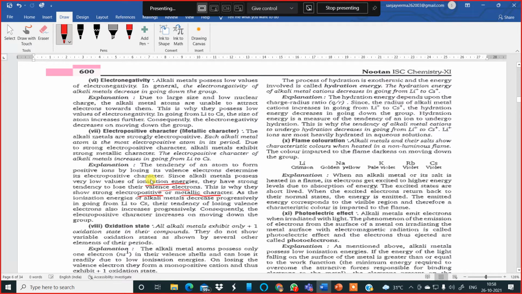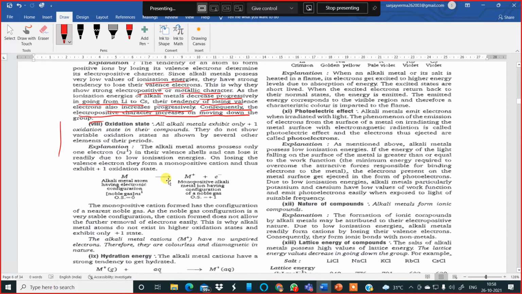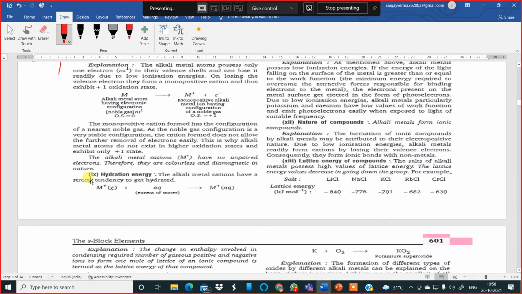As the ionization energies of alkali metals decrease progressively in going from lithium to cesium, their tendency of losing valence electrons also increases progressively. Consequently, the electropositive character increases on moving down the group. That is an important point. Oxidation state: as I've already mentioned in the previous class, all alkali metals exhibit only +1 oxidation state in their compounds. No need for reasoning here, because we know they lose one electron from the valence shell.